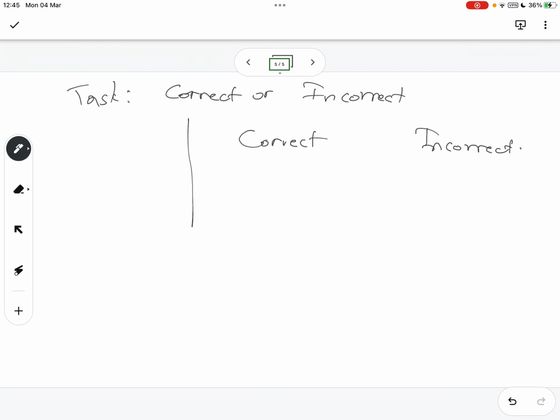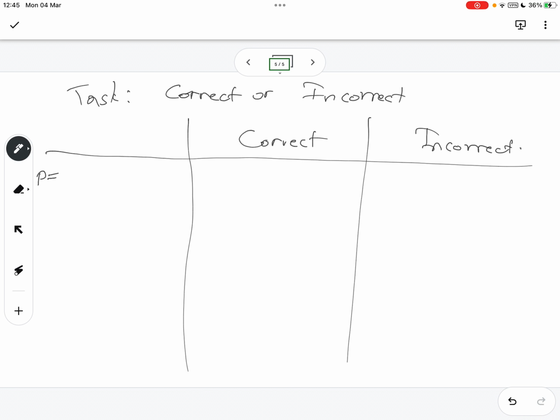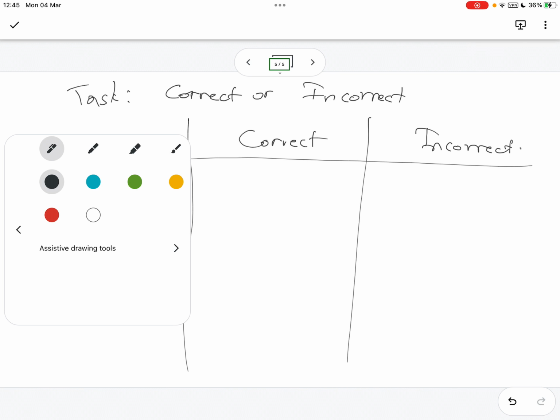So we'll make it like a game. There's a column for correct. There's a column for incorrect. Right. And then our first function is p equals a to power n, and we're told that its inverse is log n to base a equals p. Now, is this correct or incorrect, that inverse?